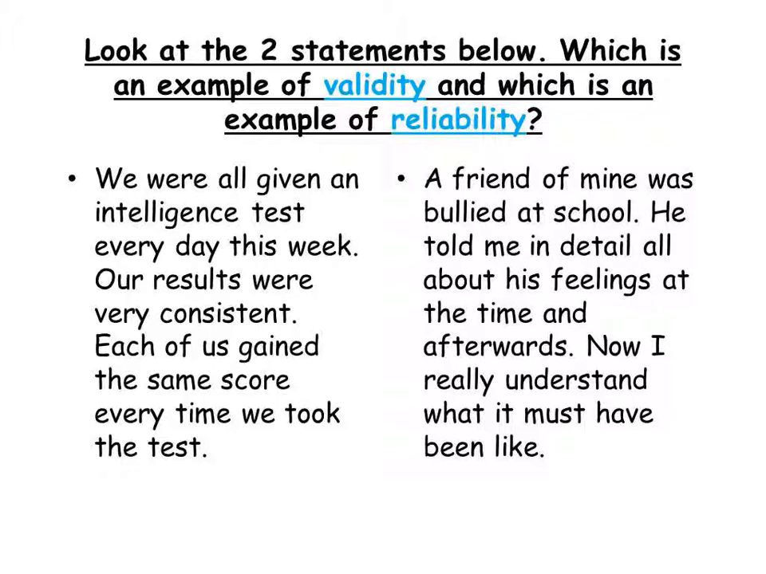So here we've got 2 different examples of research. The first one: we're all given an intelligence test every day this week. Our results were very consistent. Each of us gained the same score every time we took the test. This would be very reliable. This means that it's replicated, it's done time and time again, and it gets the same results. This then means that the other one is valid. It gives us a true social picture, a description with lots of rich detail about what exactly is happening in society.